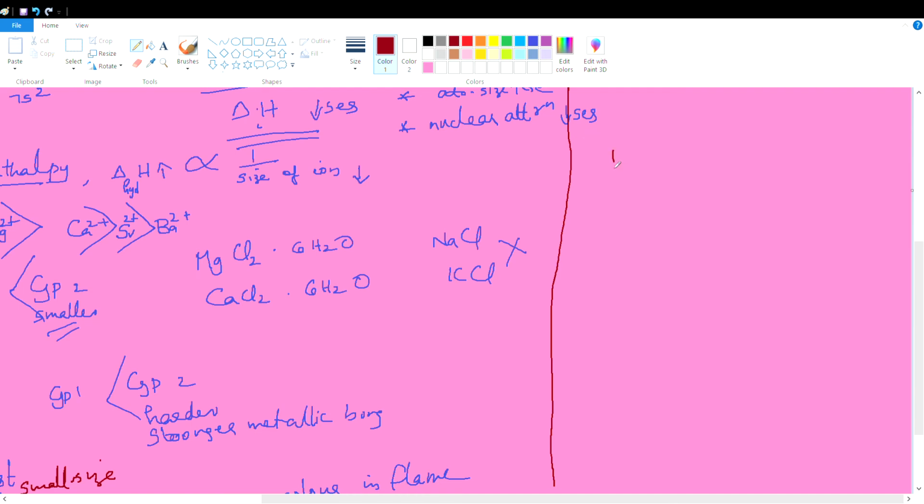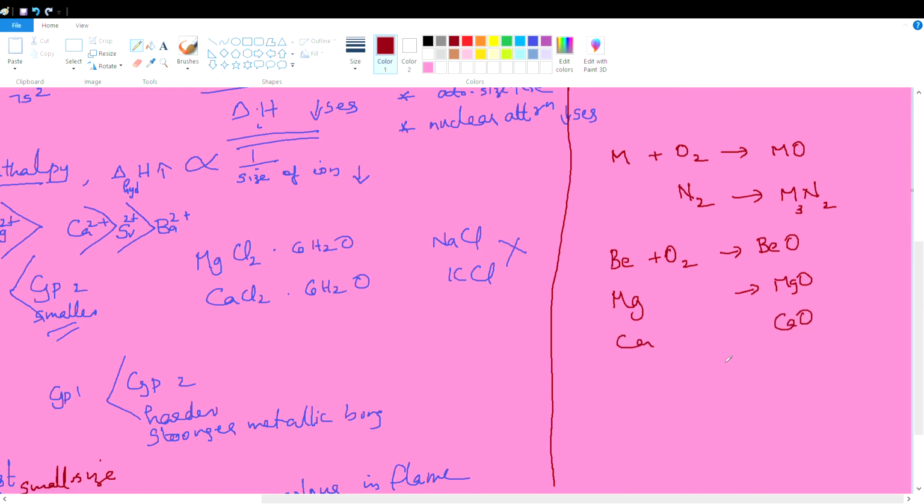All alkaline earth metals react with the atmospheric oxygen to give corresponding metal oxides of the general formula MO. They also react with the atmospheric nitrogen and give metal nitrides with the general formula M3N2. For example, beryllium, when it reacts with oxygen, gives beryllium oxide, BeO. Magnesium with oxygen gives MgO. Calcium with oxygen gives calcium oxide, etc.